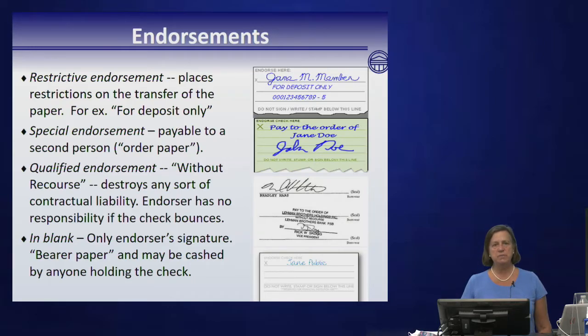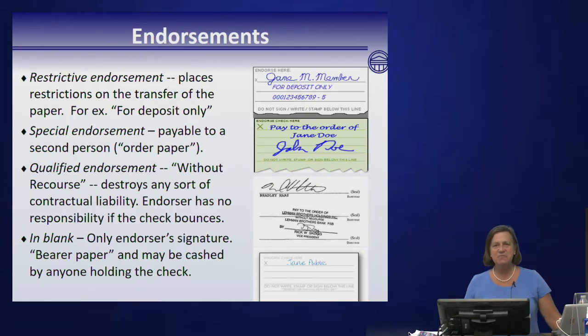A special endorsement is one where it's payable to a second person, and that creates order paper. So this example, paid to the order of Jane Doe, signed John Doe, that's a special endorsement. And this is one way to create order paper. A qualified endorsement is one that you would rarely ever use. An example of a qualified endorsement is "without recourse." With a qualified endorsement, it would destroy any sort of contractual liability.